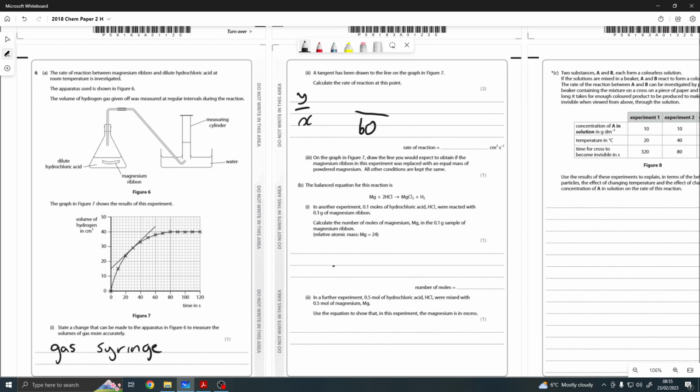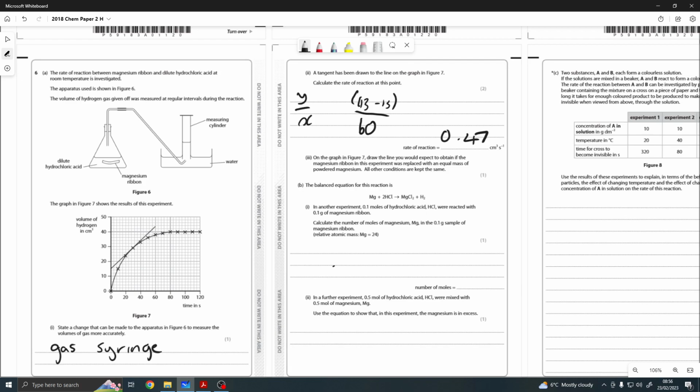And you just got to work out the change from there. Now, the highest point there is 43, and the lowest point to me looks like 15. So it's 43 minus 15 up here. Okay, and then tap that into your calculator as I'm doing now, and it gives you a rate of 0.47. Good stuff. On the graph in figure 7, draw the line you would. Please make sure you do these questions, okay, because this one might be missed.